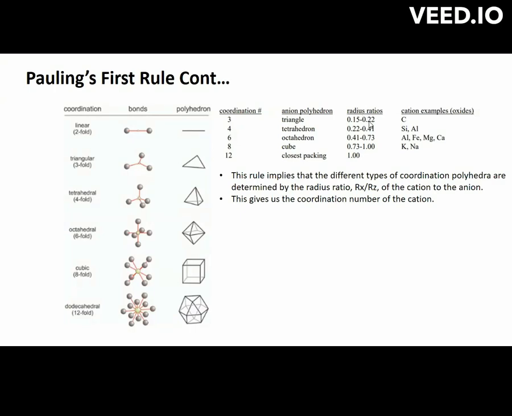So for example, if we've got the radius ratio between 0.15 to 0.22, then it means the coordination number is 3. Then we call that a triangular or threefold coordination.